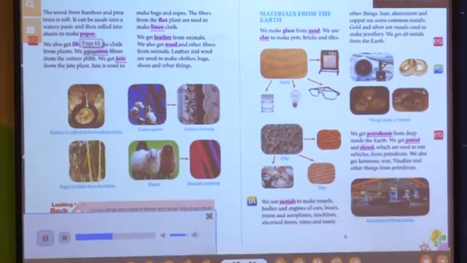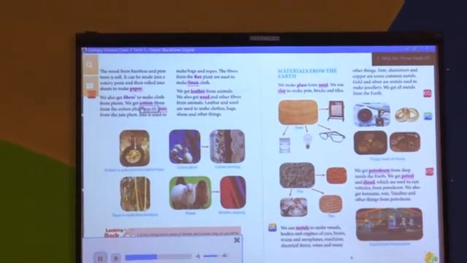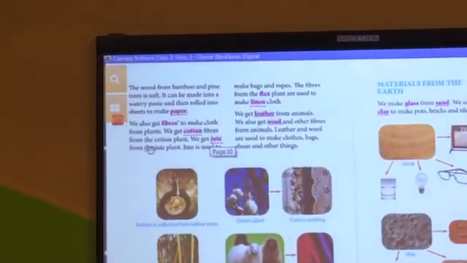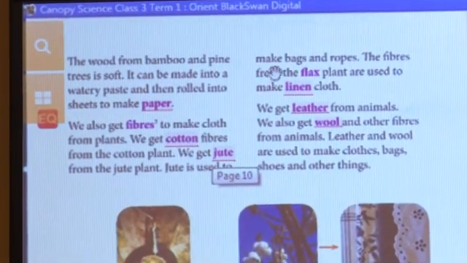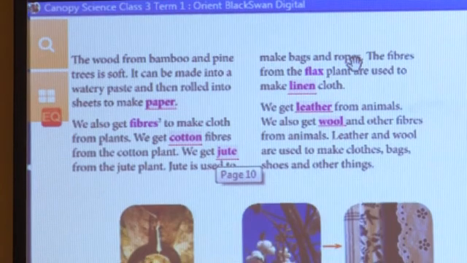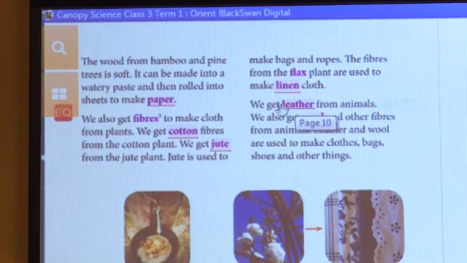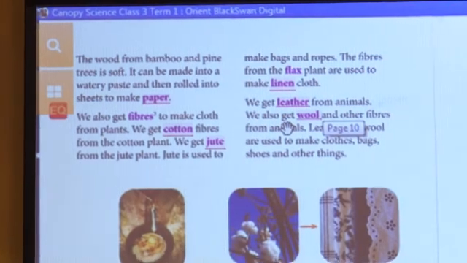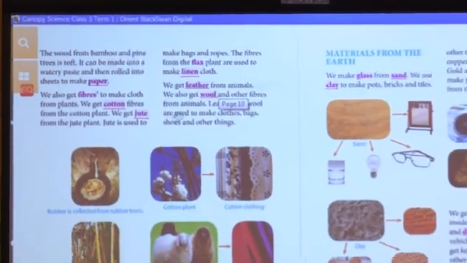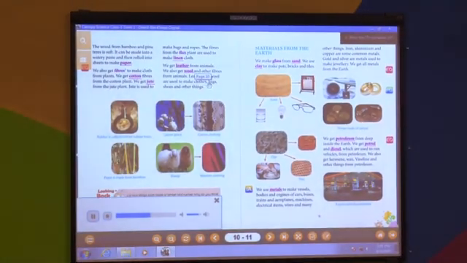We also get fibers to make cloth from plants. We get cotton fibers from the cotton plant. We get jute from the jute plant. Jute is used to make bags and ropes. The fibers from the flax plant are used to make linen cloth. We get leather from animals. We also get wool and other fibers from animals. Leather and wool are used to make clothes, bags, shoes, and other things.